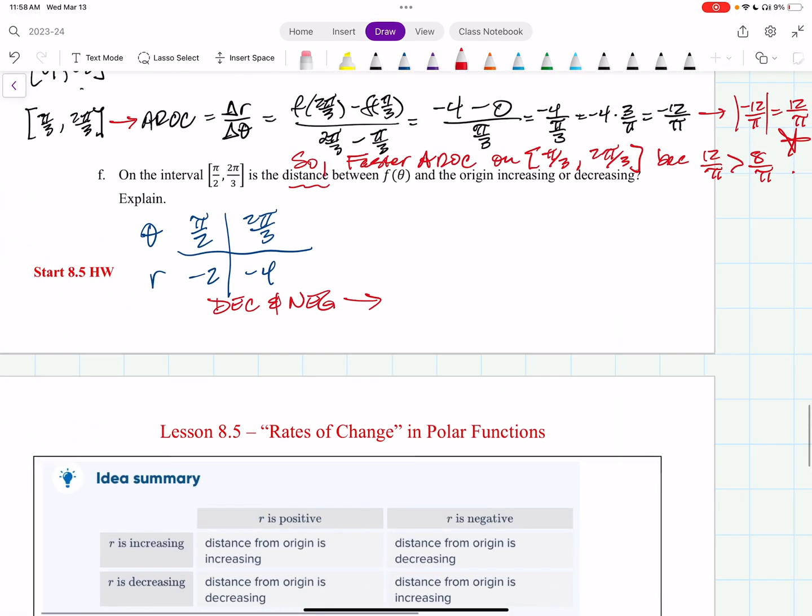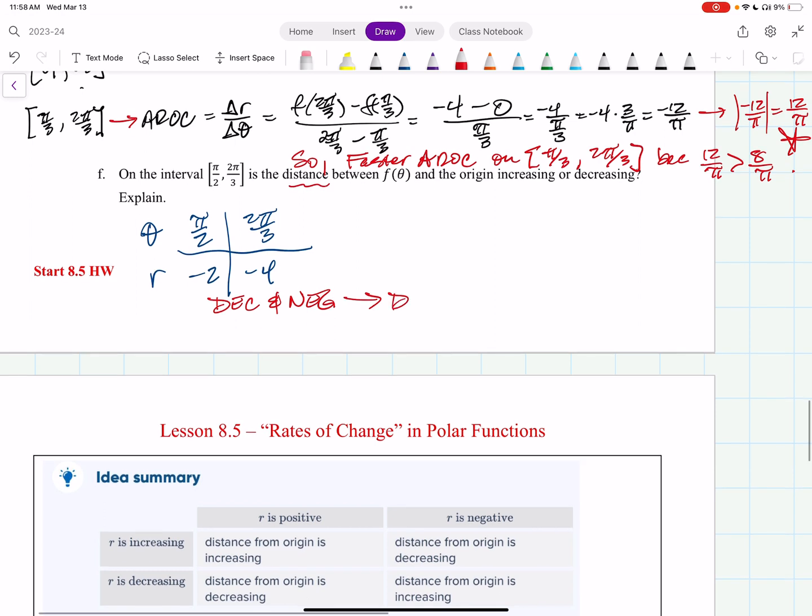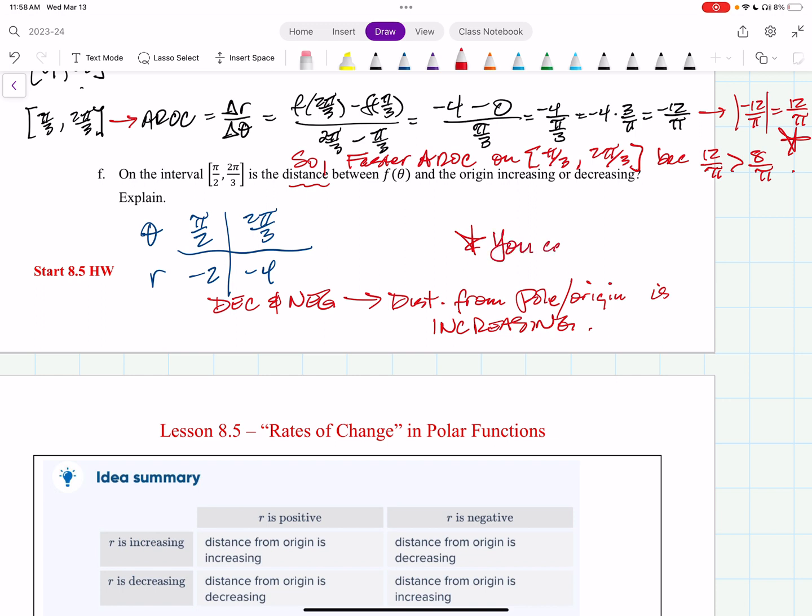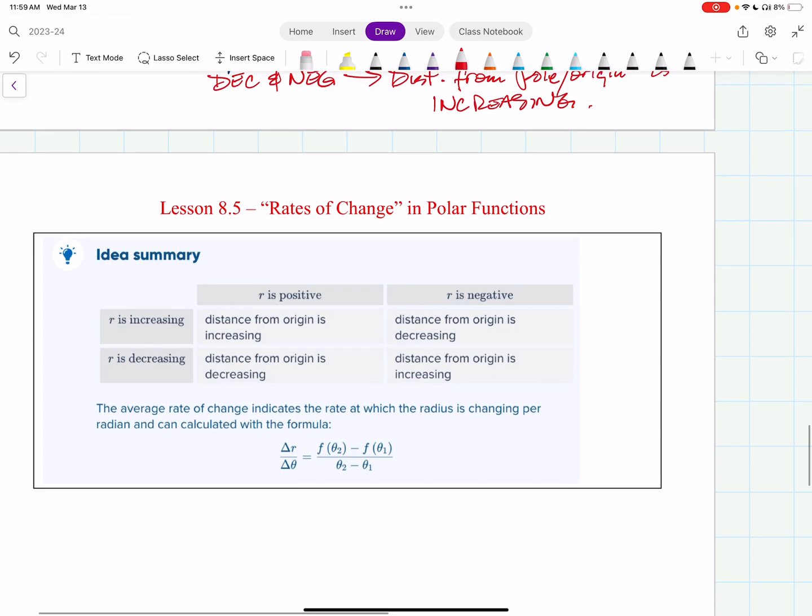All right, so let's state that. The distance from pole, and when I say pole, I'm talking about the origin, is increasing. And again, a little note here, you can also see this on the graph. So just understand that too. Okay, and there we go. That's how it's done. This last page is just a summary page.